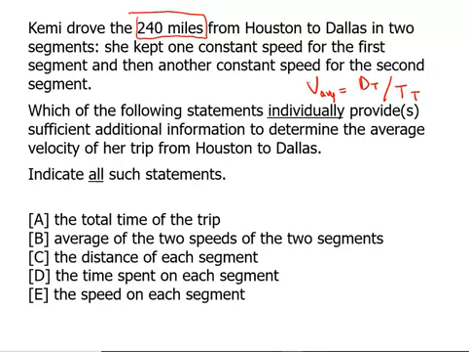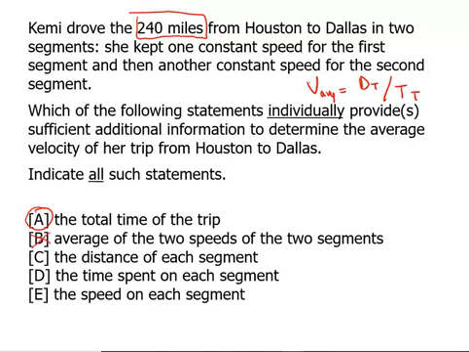Well, A, if we're given the total time, total distance divided by total time is average velocity. A gives us exactly what we need. B is the trap answer. If we have the average of the two speeds of the two individual segments, that doesn't tell us zilch. That is useless. But it's a trap answer because many people think that you get to the average velocity by averaging those. So that's wrong.